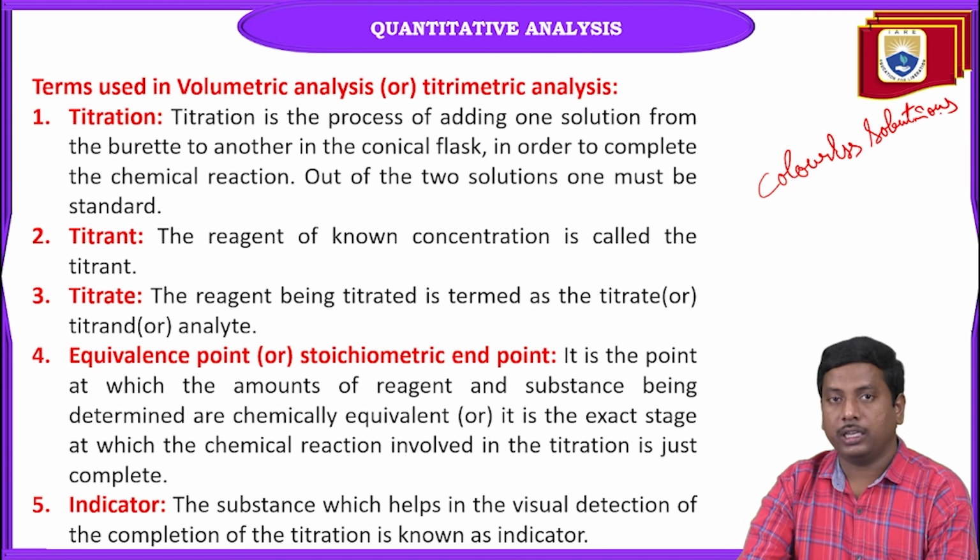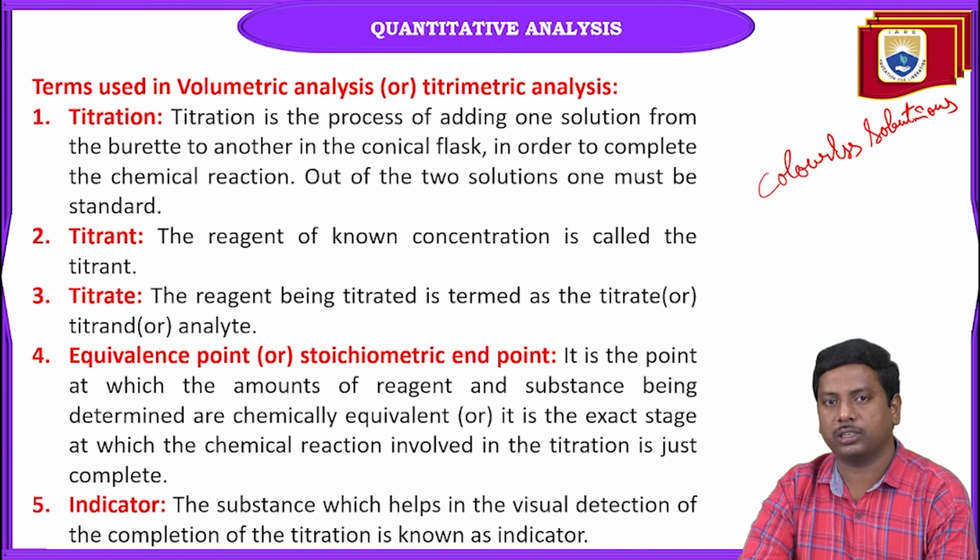So previously, we took the example of strong acid and strong base. Strong acid is hydrochloric acid and strong base is sodium hydroxide. Both are colorless. When colorless reactants are reacted with each other, we cannot determine the end point of the reaction. So especially in those cases, we use the help of an indicator. With the help of the indicator, we can determine the end point of a reaction.